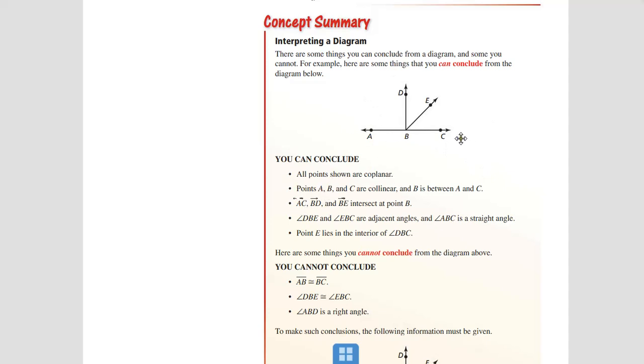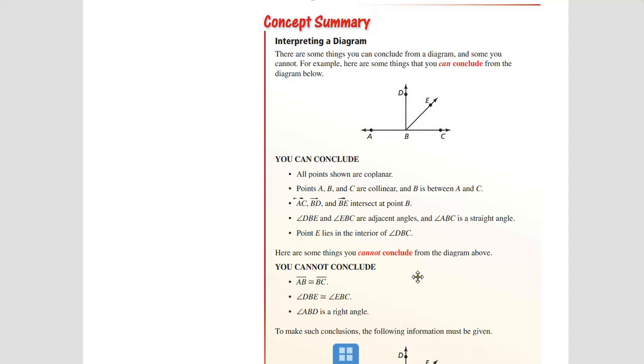A, B, C are collinear. They're in a line. They made it look like a line. It's a line. AC, BD, and BE intersect at point B. Yeah, we can see they all have the point B in them. Adjacent angles, this angle and this angle are adjacent. Also, this angle and this angle are adjacent. And point E lies in the interior of DBC. So DBC, this is inside them. So in other words, that's part of the definition for adjacent.